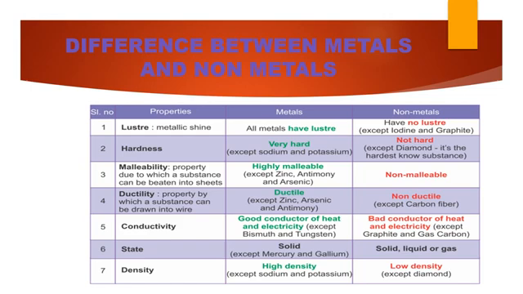Here we have the difference between metals and non-metals. Based on the properties, we are going to discuss the differences. First property, luster, that is shiny. We know already all metals have a luster, that is very shiny in appearance, but non-metals are dull solids, so they don't have a lustrous nature.